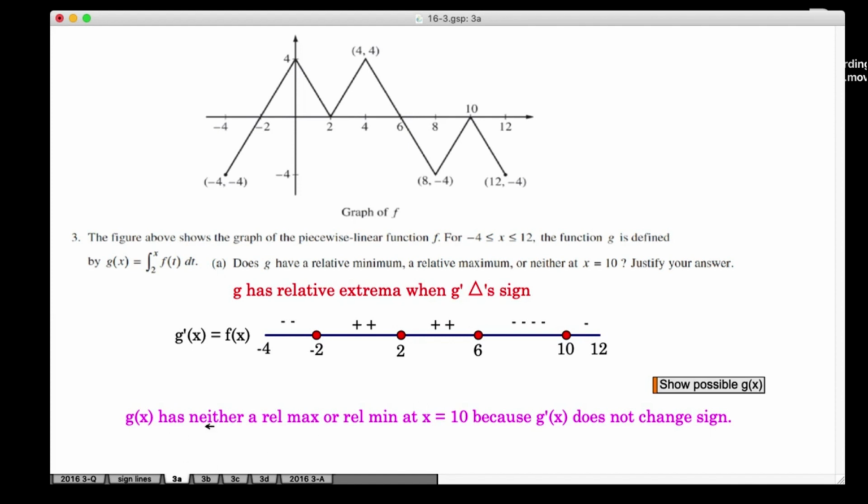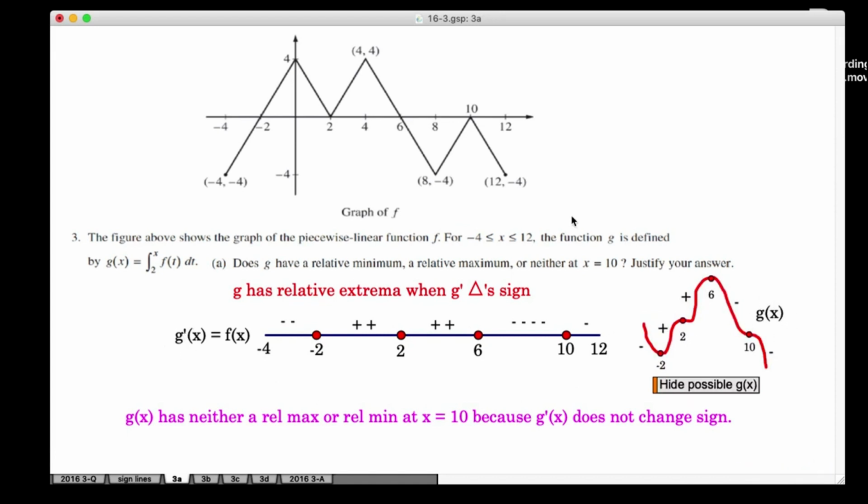Okay, so G has neither a relative max nor a relative min at x equals 10 because G prime does not change sign. And that's your justification. G prime does not change sign. Now what I did here, just to kind of help you out a little bit, I did a rough graph of G, really crude, okay? But let's see what happens. If G prime, that means G.